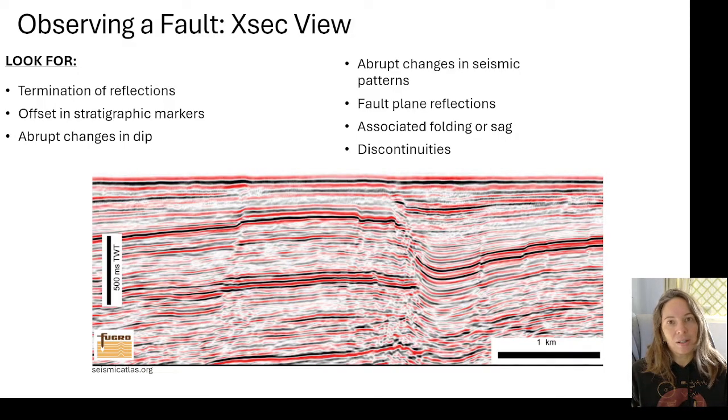You could also see fault plane reflections sometimes, and you may see an associated folding or sagging feature around the area of your fault. So you've got discontinuities in the data. In this example, we see a couple of these characteristics really clearly, so I'm going to pause for a second and let you try to pick some of those out.